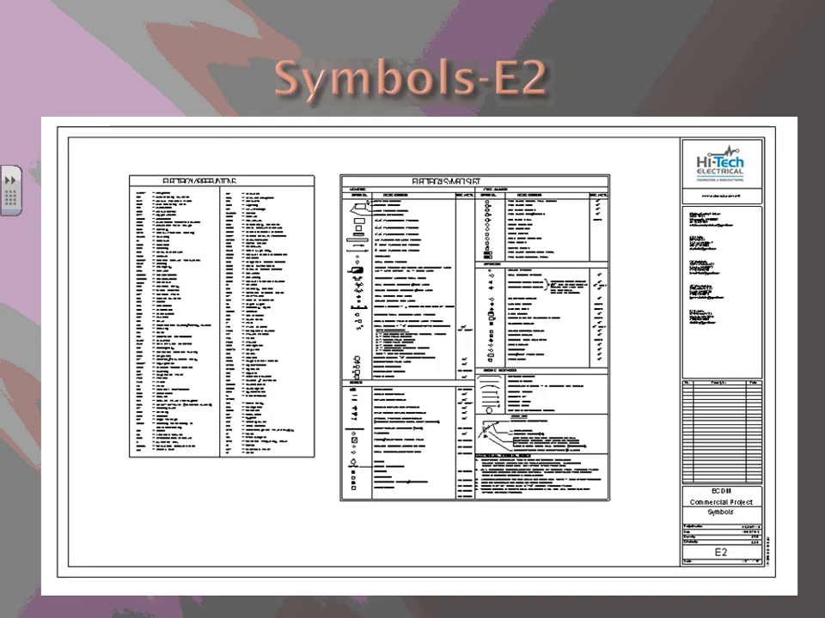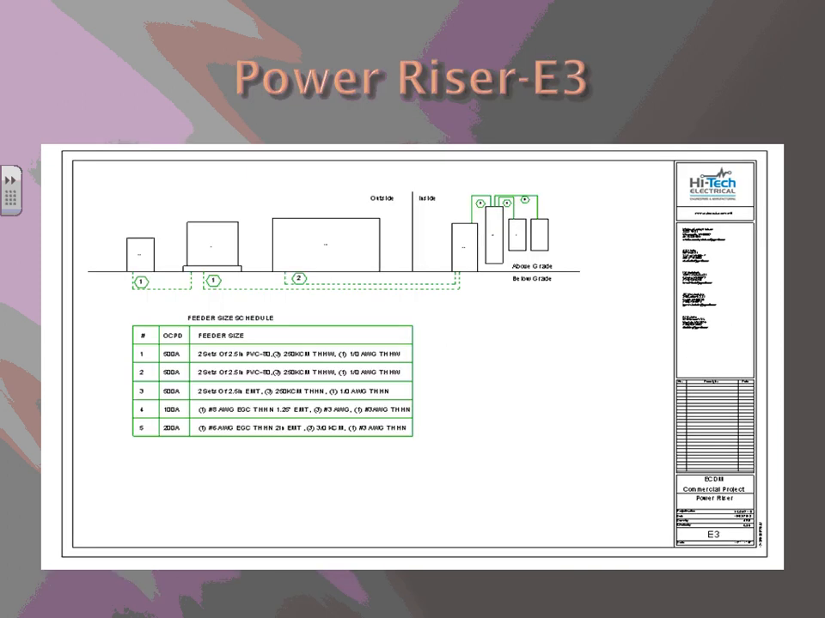Symbols, too. Grab this. This was just a family auto credit. Power riser D3, showing the generator, the ATS and CT on the left side with the main panel, and the lighting panel on the other side. The main panel size is 500 amp, the receptacle panel is 100 amp, and the lighting panel is 200 amp.